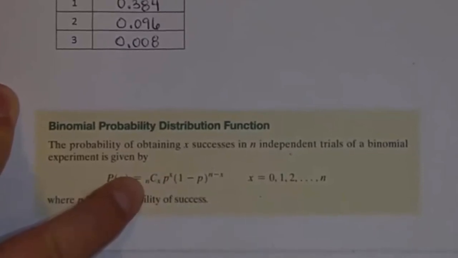So again, if I have 10 trials and if there's 6 successes, then there would be 4 failures. 10 minus 6, 4 failures.